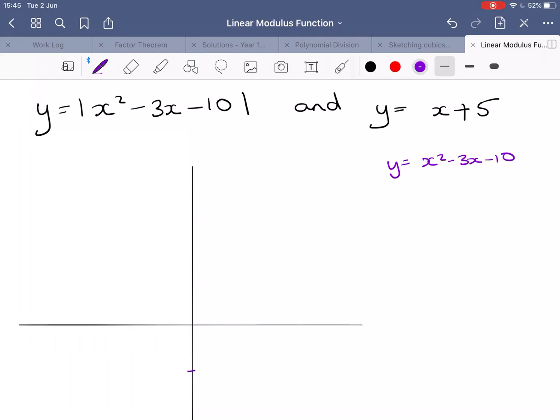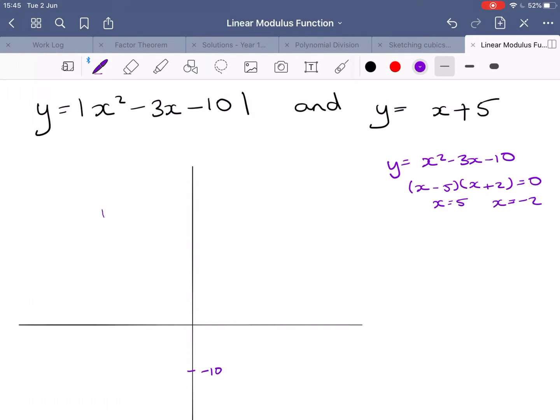It's going to cross the y-axis at minus 10. The x-axis, I need to factorise it. So I've got 5 and 2. I'm going to have minus 5 and plus 2 equals 0. So x equals 5 and x equals minus 2.